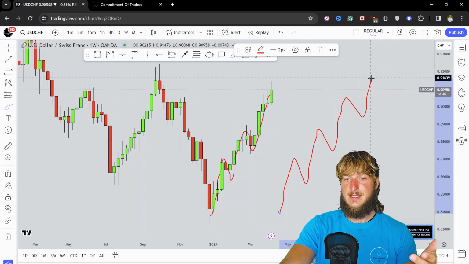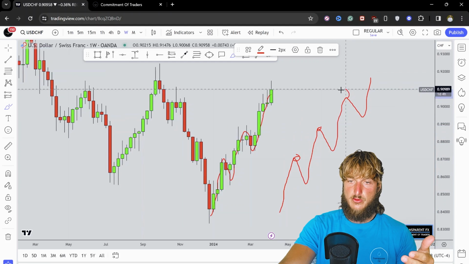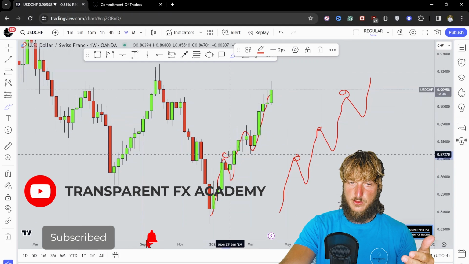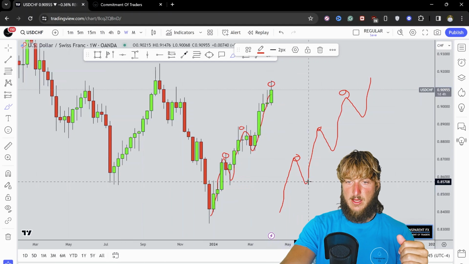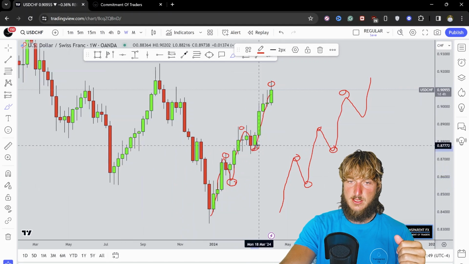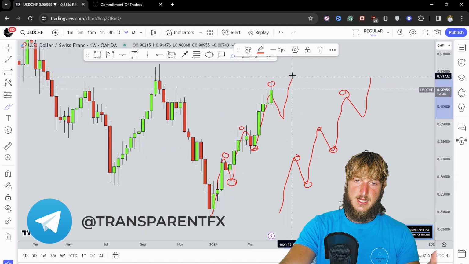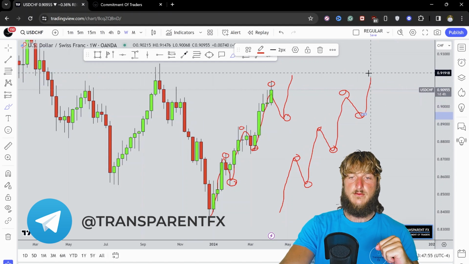So the next logical step, since the market already has created three higher highs, we can see the first one here, the second one here, and the third one here. And we have already seen the creation of two higher lows, so the first one here and the second one here. The next logical step would be the creation of yet another higher low, and then for the market to continue higher.